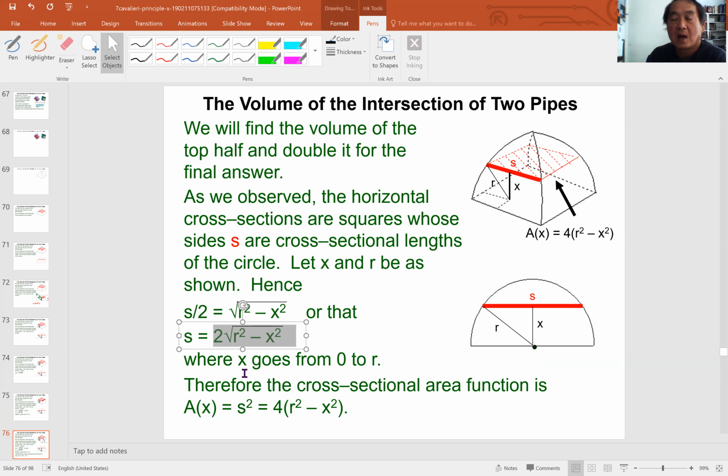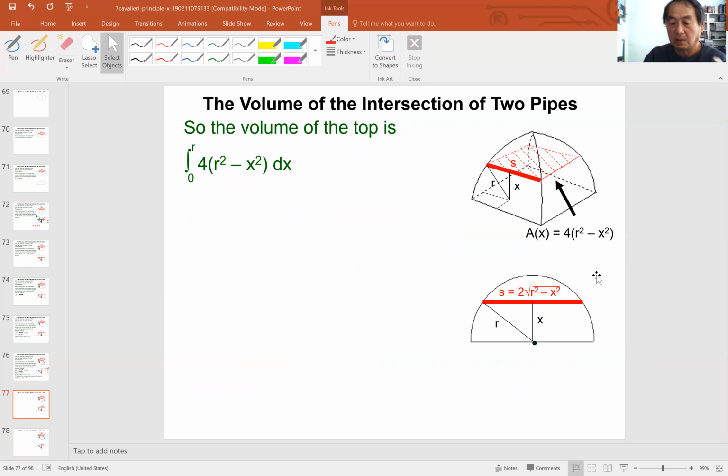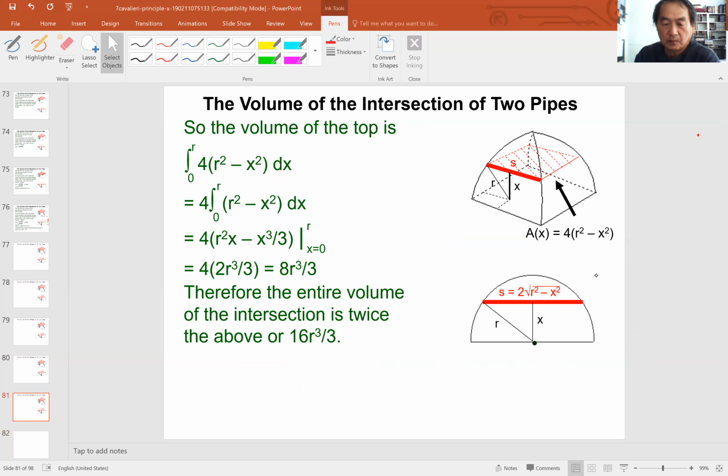And that's the cross-sectional area. And I want to integrate that from 0 up to R. That's where the x goes, because beyond that, there are no more cross sections. So integrate 0 to R, and then we get this particular formula.